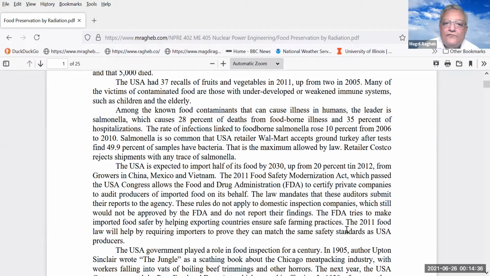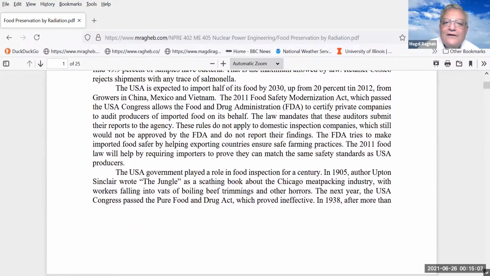The known food contaminant that can cause illness in humans, the leader is salmonella. It causes about 28% of the deaths from foodborne diseases in general. You'll find that salmonella is so common that Walmart accepts ground turkey after tests, and they find about 50% of the samples have bacteria in them. It tells you that don't eat turkey unless it's really, really well cooked to kill the salmonella bacteria in it.